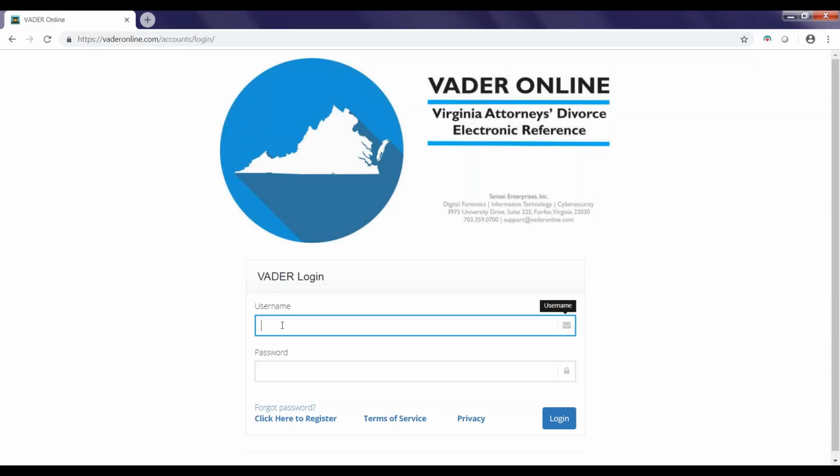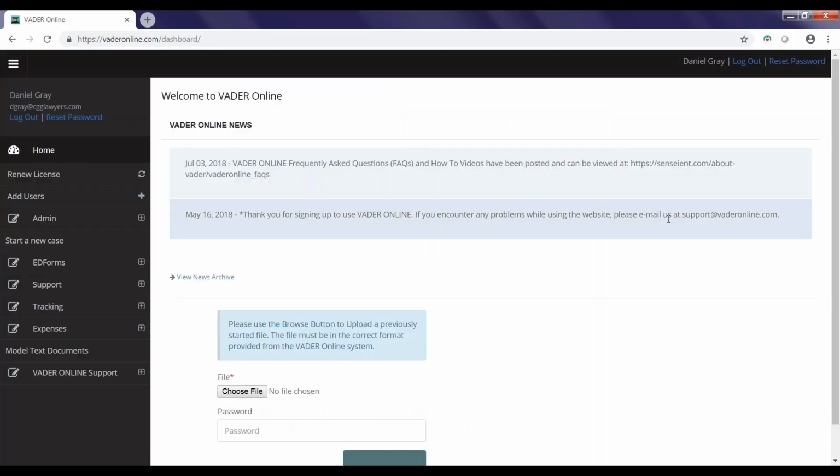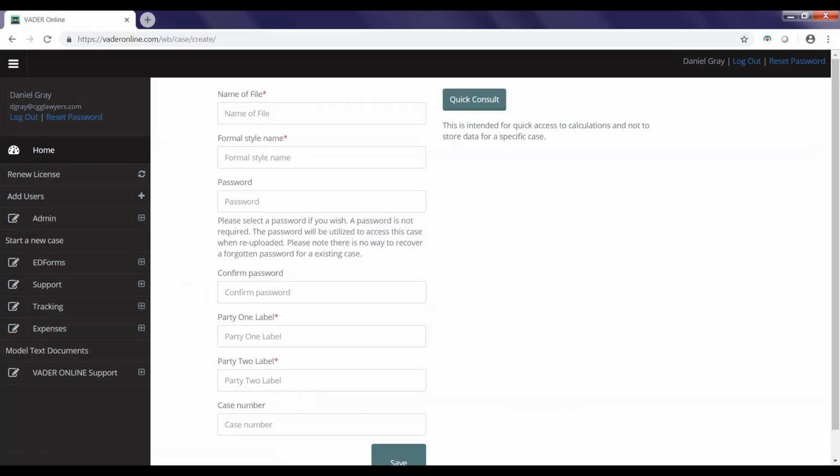Hopefully all of you know how to log in to the online program for VADER. I'm going to enter my username and my password. And that'll bring me to the home page for VADER. For this particular demonstration, we're going to start a new case. We want to have some information that's available in each of these demonstrations. So I hit my Start New Case button.